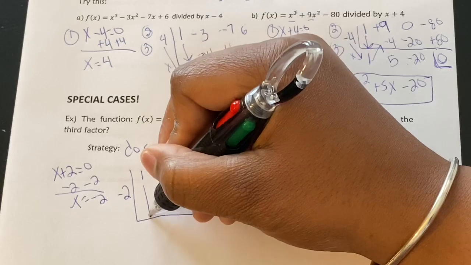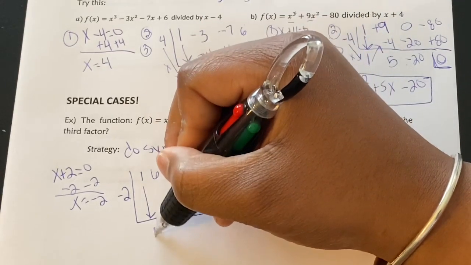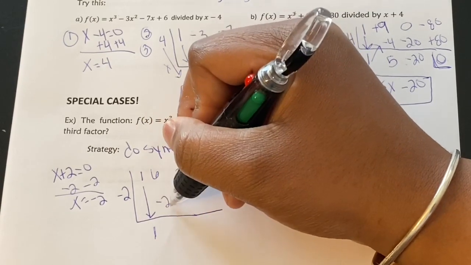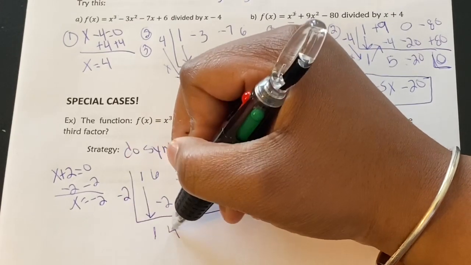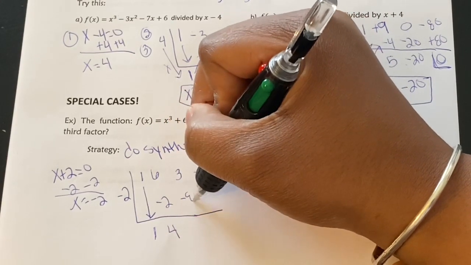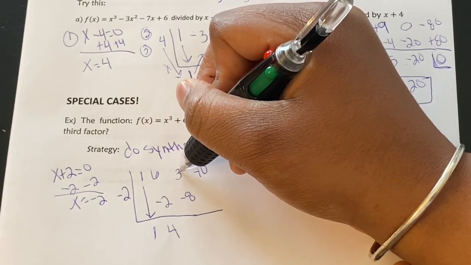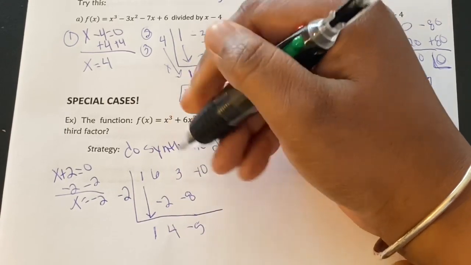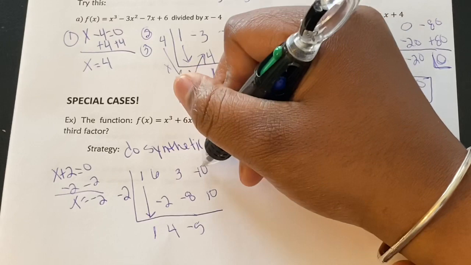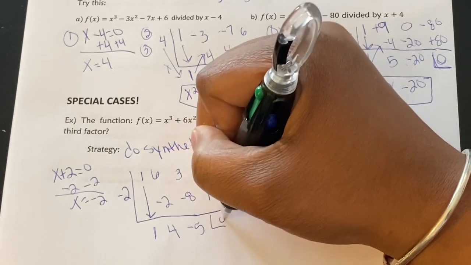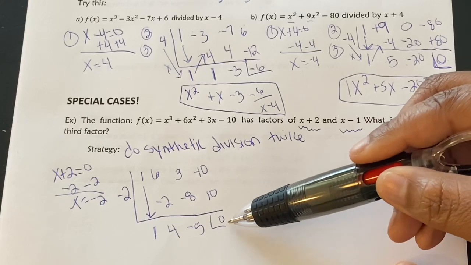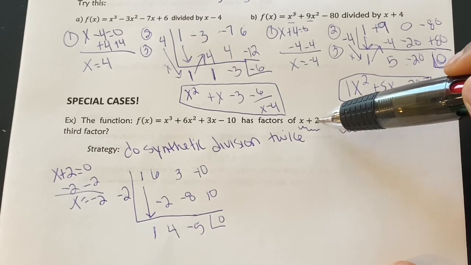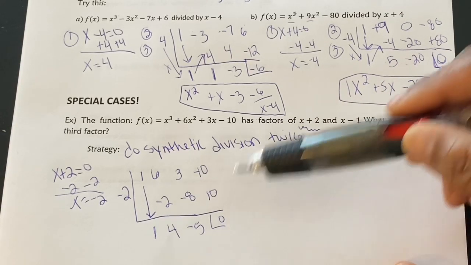Bring down that first one and do my multiplication. -2 times 1 is -2. 6 minus 2 is 4. -2 times 4 is -8. Okay, 3 minus 8 is -5. -2 times -5 is +10. -10 plus 10 is 0. That's my remainder. So we expected this to be the remainder because it tells us that x plus 2 is a factor. So because it is a factor, we know that the remainder has to be 0.